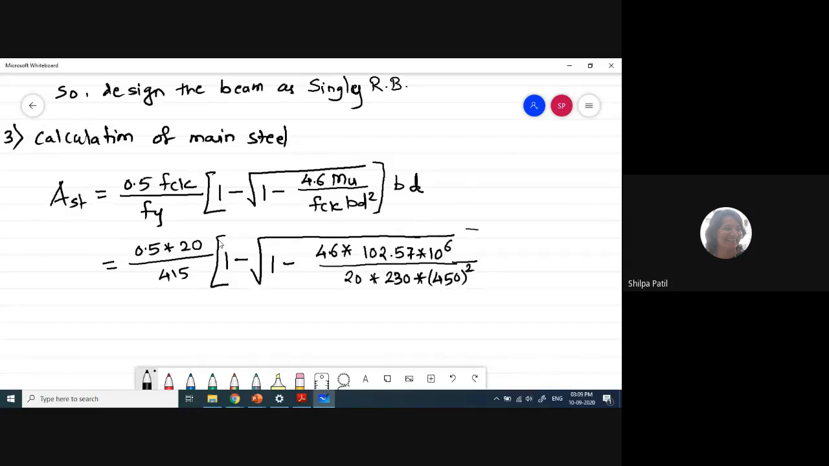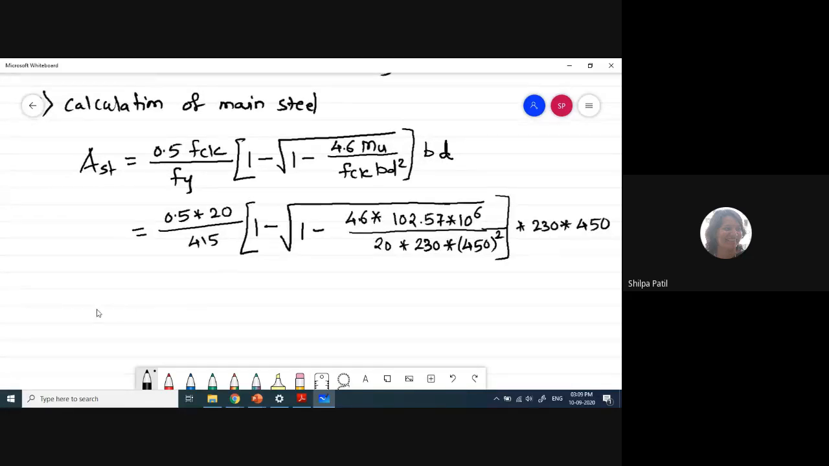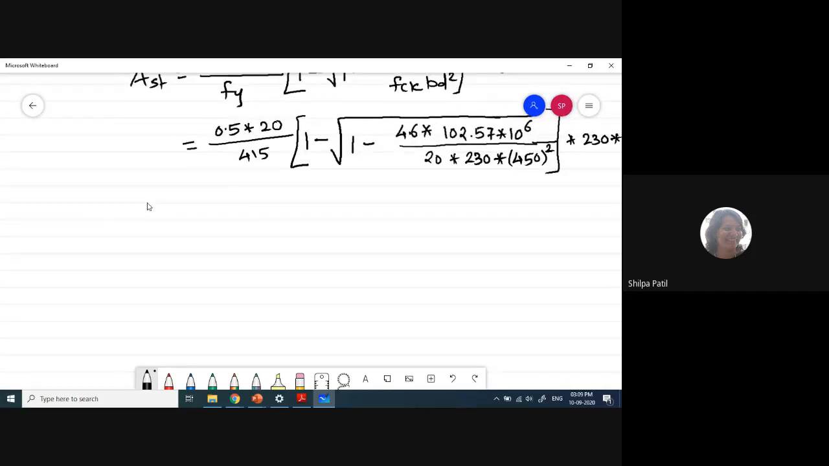Okay, bracket complete into B into D. So B value is again 230 into D is 450. Put all the values which we already written. Calculate AST. Tell me the value of AST.